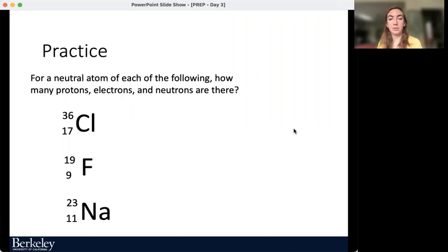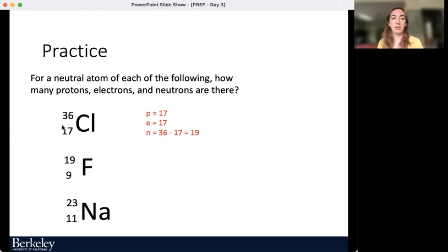So I'm going to go through the solutions. Or I guess before I go through the solutions, does anybody have any conceptual questions? It seems like for at least some people, this was pretty clear, but does anybody have any questions before I go through the solutions? Okay. Awesome. So let's start with chlorine.